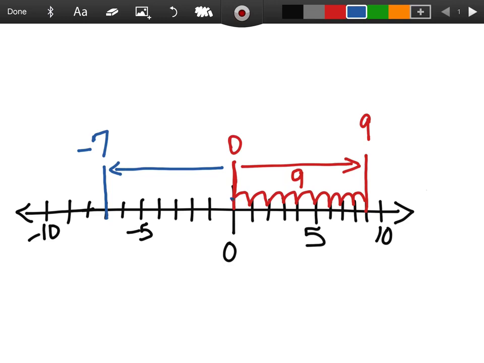So I'm going to start at 0 again, and I'm going to go 1, 2, 3, 4, 5, 6, and 7. Well, look at that. I traveled 7 units, but I went into the negative, but I still only traveled 7 units. I can't be negative if I have a distance, okay? Well, in math, we call this distance to 0 absolute value.